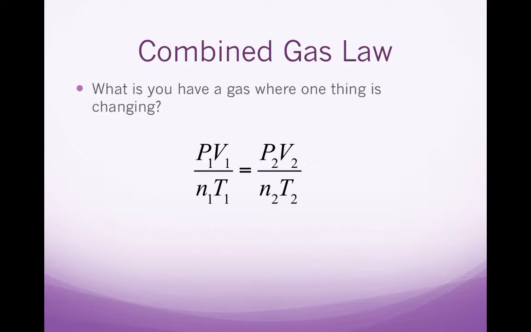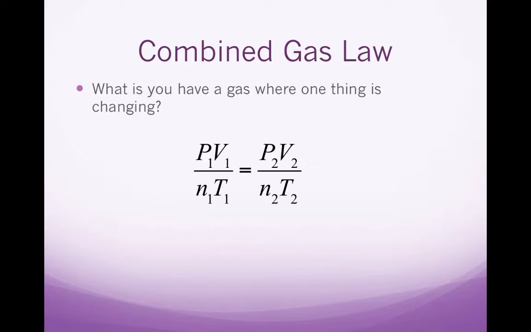So, we might, like I said, know number of moles and temperature. Those are staying the same in both scenarios. So N1 and N2 are the same, T1 and T2 are the same. I know my initial pressure and volume. Let's say I change my volume. I can calculate V2, my new volume, or I can calculate P2, which is the new pressure.